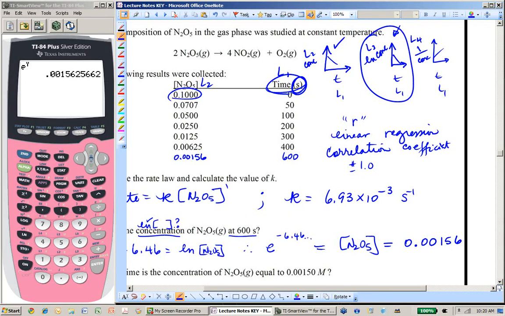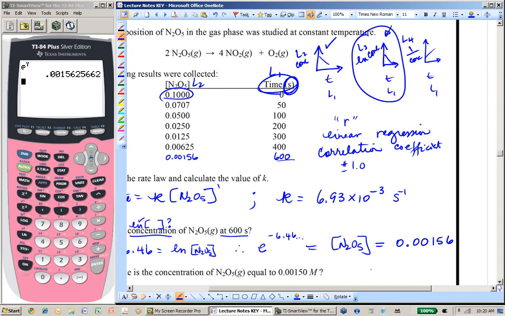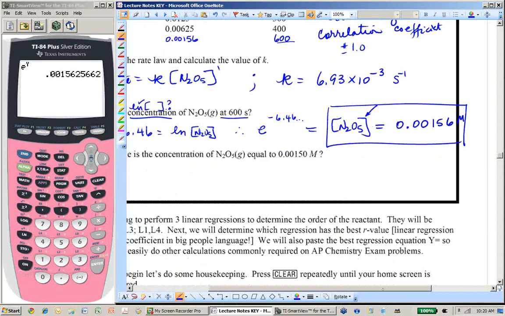So 600 belongs over here where the time is. Does this make sense in the context of what's going on? Decreasing, decreasing, decreasing, decreasing. Oh yes, it's decreasing. So that seems like a reasonable answer. So the concentration of N2O5 is 0.00156. It's equally correct to put the molar there, but it's okay to leave it because that implies molarity. So you're good to go either way.